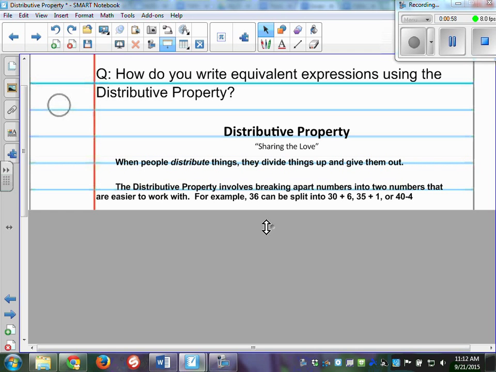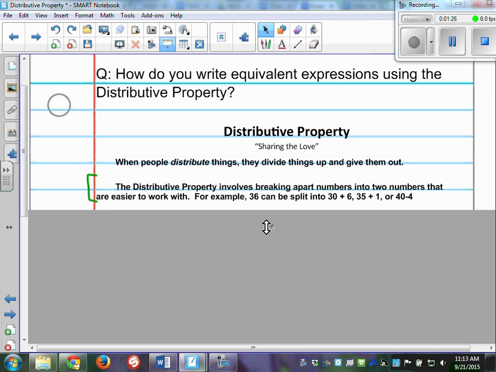So the distributive property involves breaking apart numbers into two numbers that are easier to work with. It can be more than two, but we're just going to talk about two today. For example, 36 can be split up into 30 plus 6, 35 plus 1, or 40 minus 4. Go ahead and write this part right here down in your notes. So this right here, please.